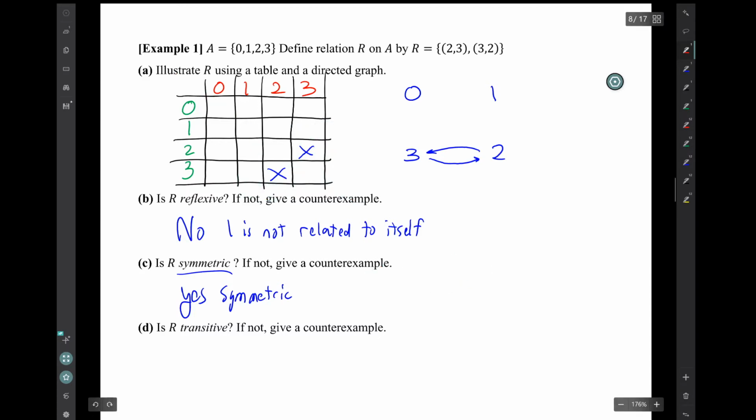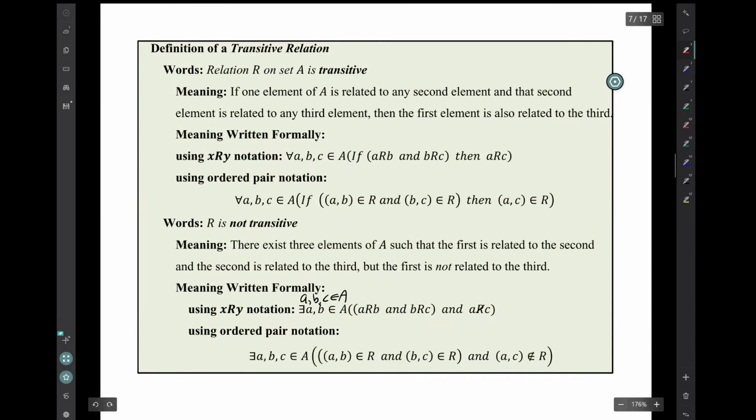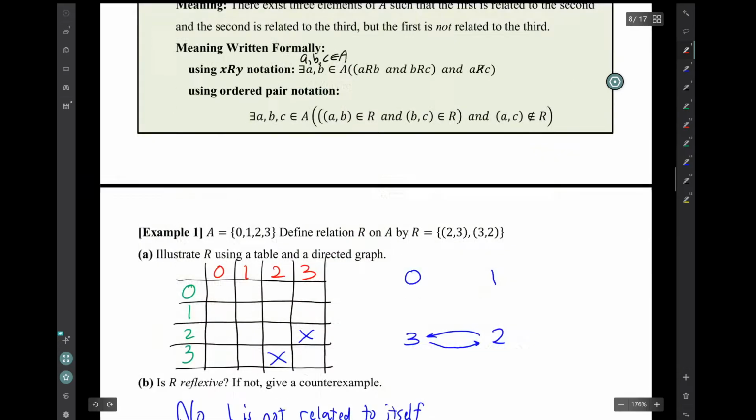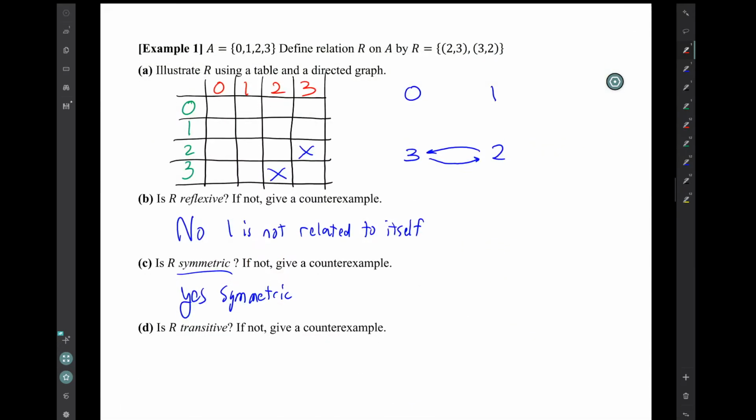Is relation R transitive? Now that might seem kind of hard. To say that R is transitive means for all A, B, C, if A is related to B and B is related to C, then A is related to C. Now this says for all A, B, C in the set A, that has to be true. If you go down and look at our relation, it doesn't seem like we have to worry about that because there's not even a third number involved in any of our ordered pairs, just 2s and 3s.